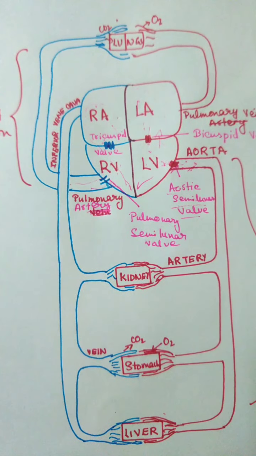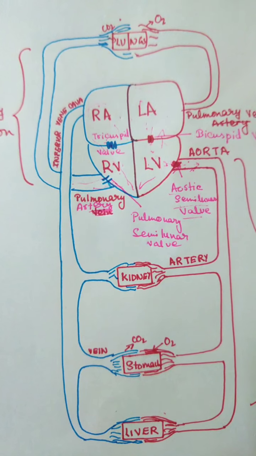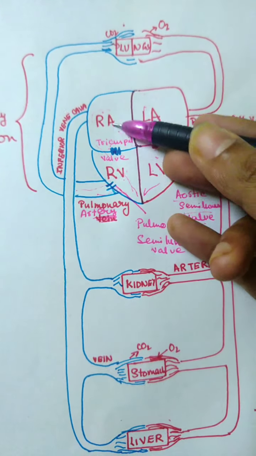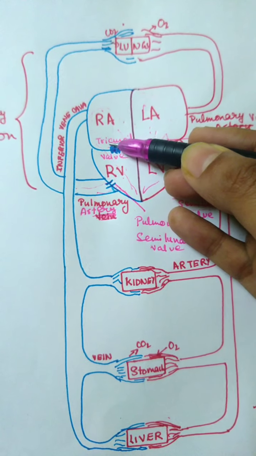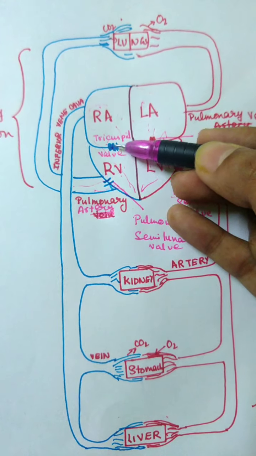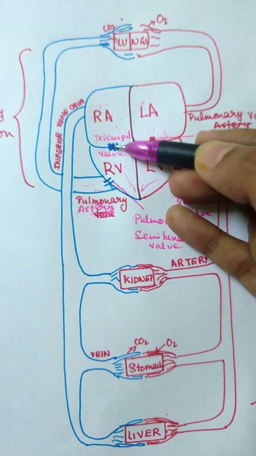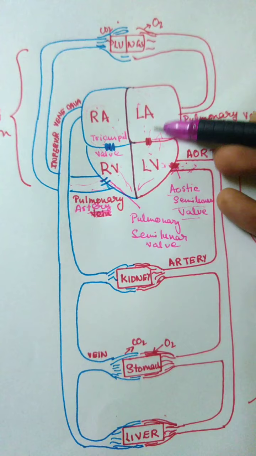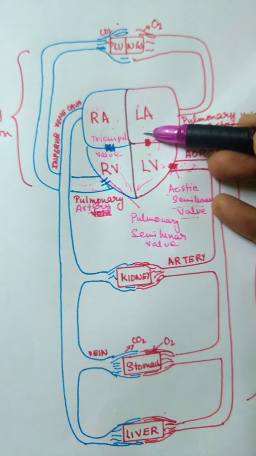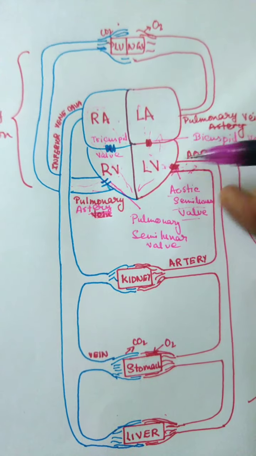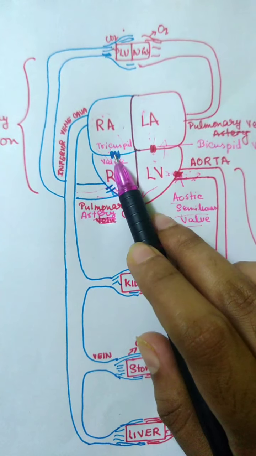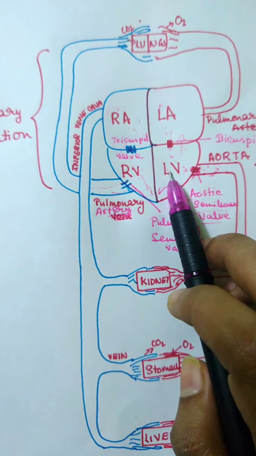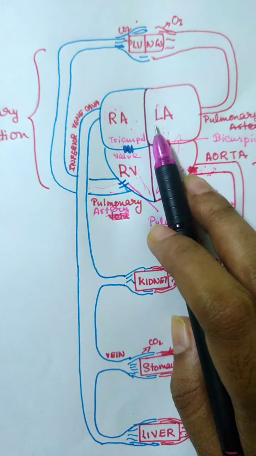Now we'll talk about the various valves that are present in the human heart. The right atrium and the right ventricle are divided by a valve known as tricuspid valve. It has cusp-like structure and there are 3 in number, that's why tricuspid. The left atrium and the left ventricle is divided by a valve known as the bicuspid valve. That means 2 cusps. The function of these valves is to prevent the backflow of the blood from the lower chambers to the upper chambers.